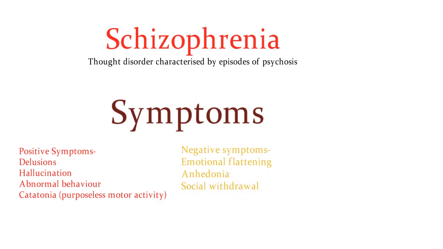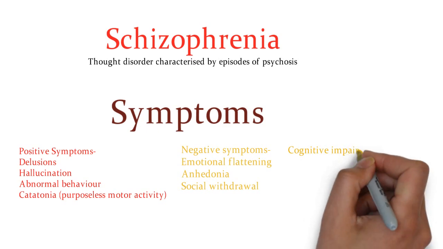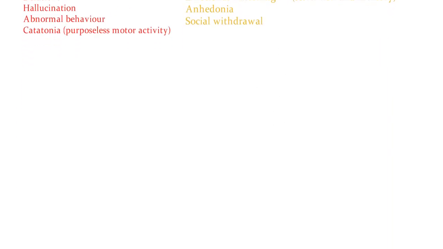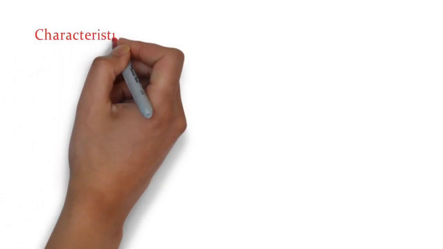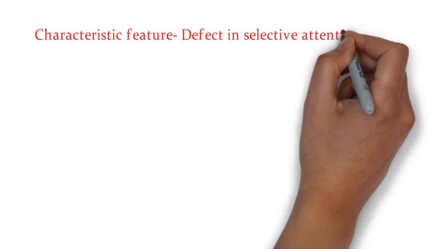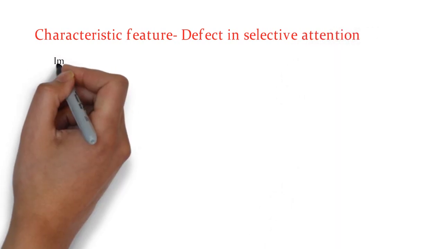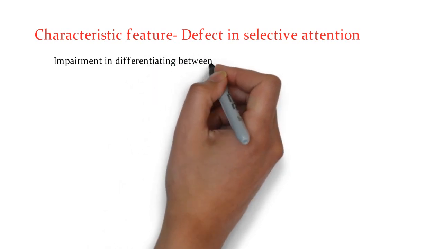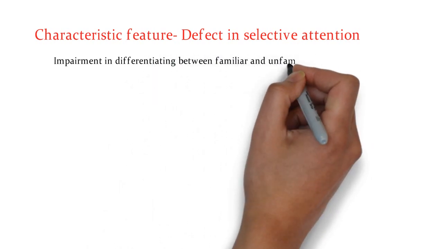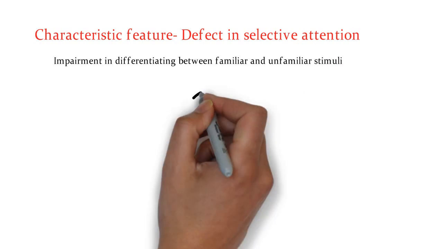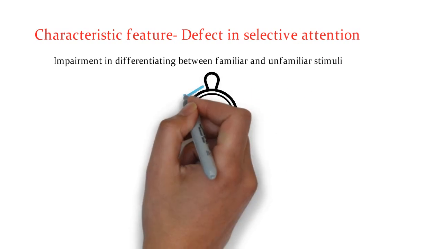Apart from these core symptoms, we have cognitive impairment associated with the disease, which is attention and memory impairment. Apart from the above, there is another feature, that is defect in selective attention. This means that the patient is not able to differentiate between familiar and unfamiliar stimuli. This can be explained with one example, that is ticking of a clock.